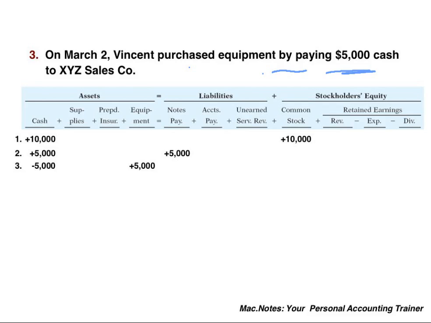I've bought equipment, so my equipment account goes up, plus 5,000, but I paid cash, so my cash account goes down. Notice a negative and a positive both on the same side of the equal sign, so the balance sheet equation is still in balance and will always be in balance if the transactions are recorded correctly.